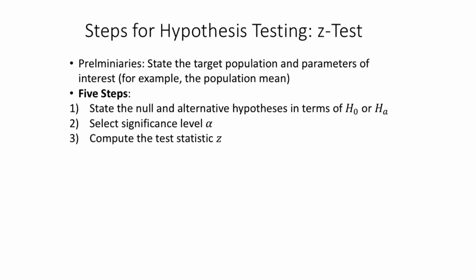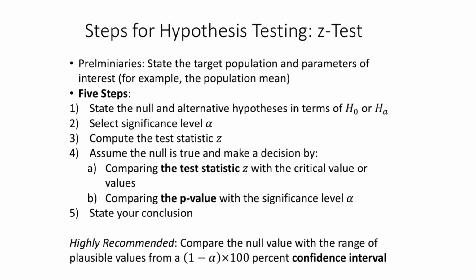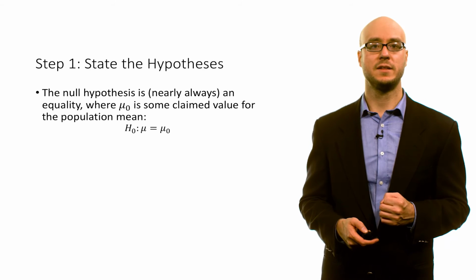And then you need to compute the test statistic, which we call z. So that's the third step. And then you assume the null is true. You say, I'm just going to assume the null hypothesis is true. And then you make a decision by either comparing the test statistic z with the critical value or values, or comparing the p-value with some significance level based on alpha. And then you state your conclusion. I also highly recommend, as an additional step, calculating a 95% confidence interval, or z-interval, to better understand what's going on.